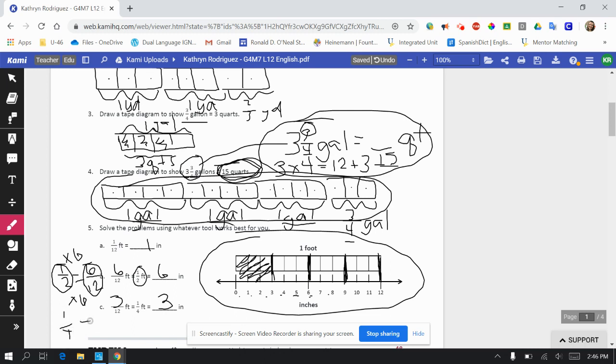Now again, you'll remember that multiplication tool. 1 times what equals 3? Times 3. Whatever I do to the top, I have to do to the bottom. So there's 4 times 3 equals 12. So those work. That 1/4 of a foot is equivalent or equal to 3 twelfths of a foot.